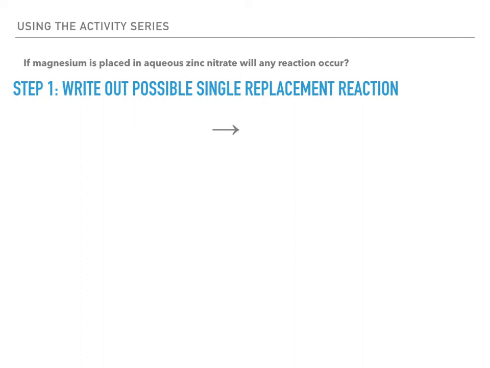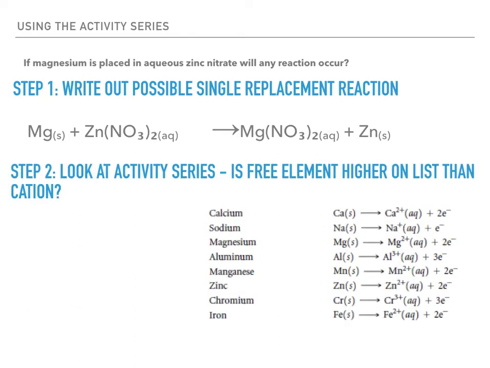The free metal, magnesium, will replace the metal ion zinc in the compound and kick out zinc back into its elemental form. The only way to tell if this reaction will occur is to compare the two metals on the activity series. First, we will find magnesium and then zinc. Because magnesium is above zinc, it will react to replace zinc in the compound, since top trumps bottom.